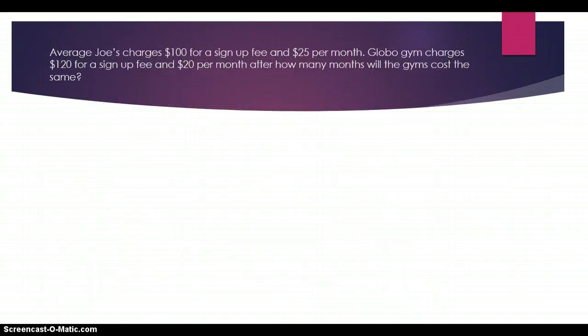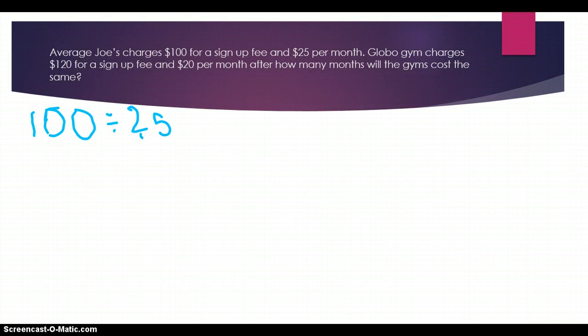Average Joe's charges $100 for a sign-up fee and $25 per month. Global Gym charges $120 for a sign-up fee and $20 per month. After how many months will the gyms cost the same?